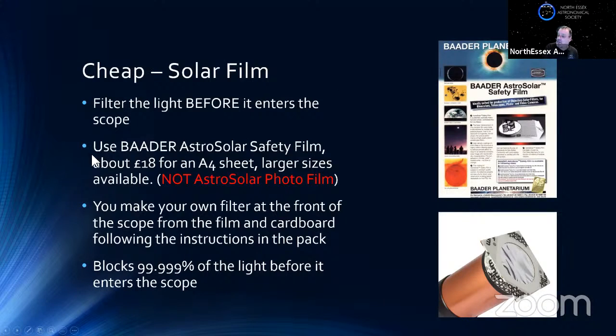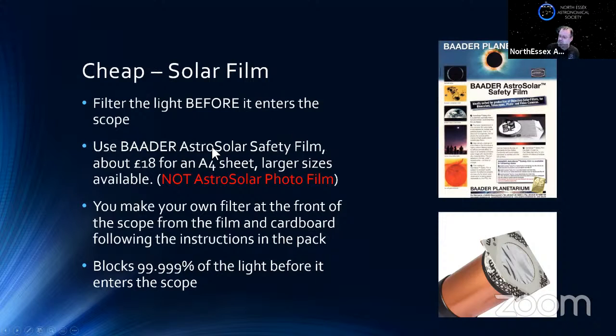The stuff you want is called Baader AstroSolar Safety Film. It's the one with the blue bit on the top of the packaging. There's also AstroSolar Photo Film, which has a red bit on top. It's about the same price, but it's not suitable for visual. It's only suitable for photography, so don't use it on your telescope to look through it. Make sure you buy the AstroSolar safety stuff.